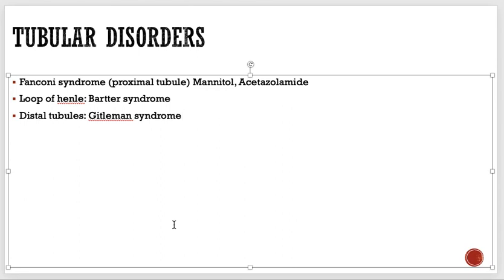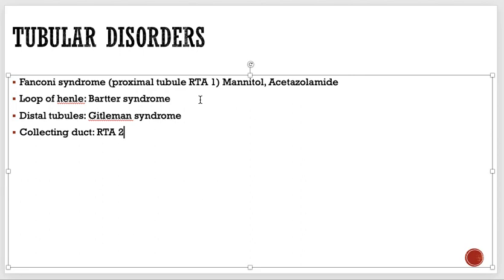And the last one is the collecting duct. Remember, like I told you, RTA type 2 is here in the proximal tubule, right? The other one is RTA type 1. So the collecting duct is related with distal renal tubular acidosis.